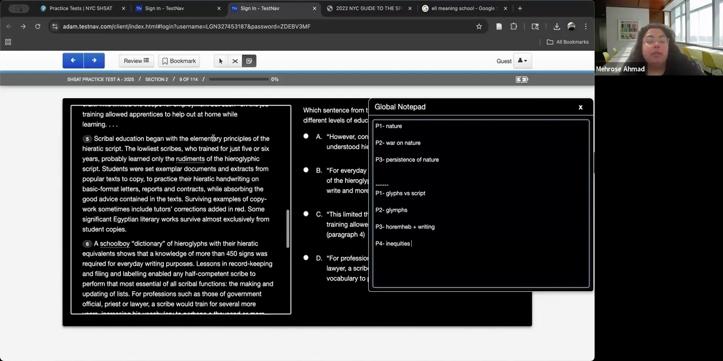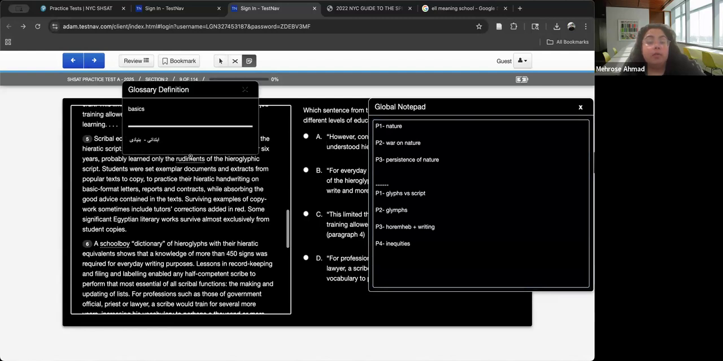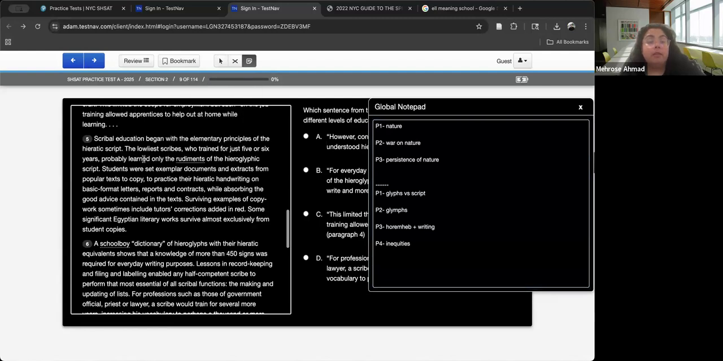Scribal education began with the elementary principles of the hieratic script. The lowliest scribes probably only learned the rudiments of the hieroglyphic script. So again, rudiments are basics. So the lowliest learned the basics. Students were set exemplar documents and abstracts to copy to practice their writing, reports, and contracts while absorbing the good advice. Surviving examples of copy work include tutors' corrections. Some significant literary works survive almost only from copies.